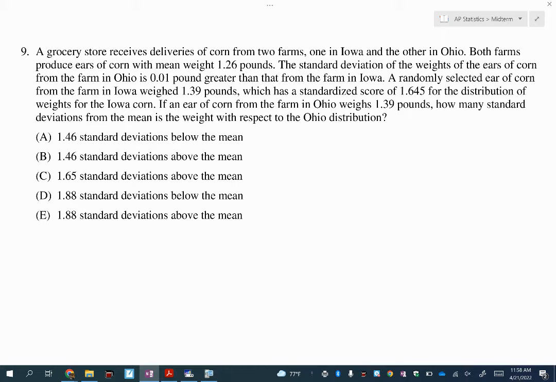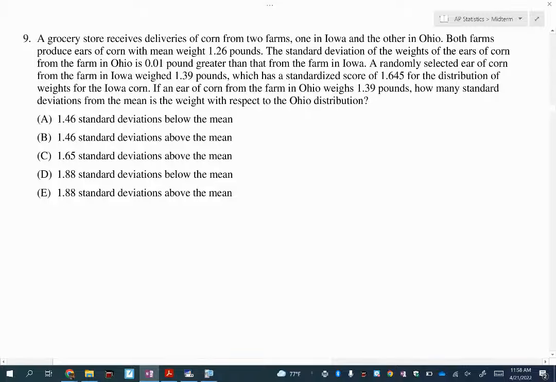All right, let's do number 9. Number 9 is going to be a lot of work, so make sure you're writing small. Number 9 and 10 will be a lot of work, both of them. Then we'll be done. All right, number 9.